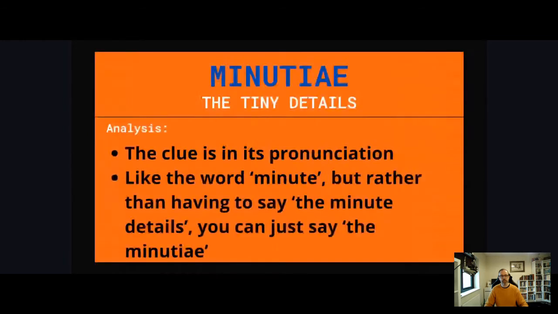Okay, so now we move on to our advanced exams synonyms. So a bit more sophisticated language, just a few words to cover here. The first is minutiae. These are the tiny details.